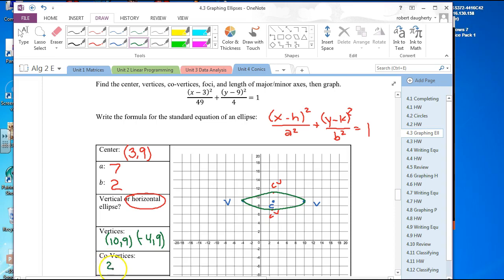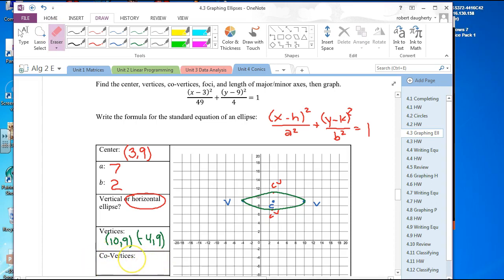All right, 2, and then what? I'm hearing mumbling. 2 what? Okay, what did I do to get to the co-vertex? How far up did I go? 2. So what happens when I add 2 to that number? 2, 11. What's the other one? 2, 7. Okay. Oh, it's 3. Sorry about that.